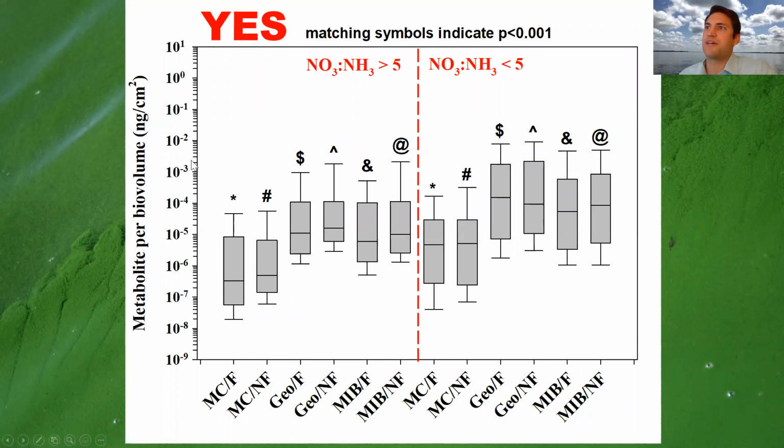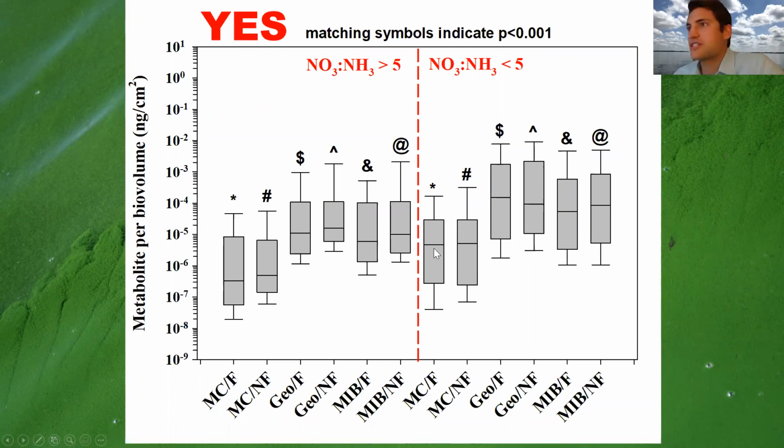Okay, so this is the metabolite per biovolume on the Y, and these are your groups, microcystin per fixer, per non-fixer, when it's greater than 5. The comparison and why these symbols match up are because that is the different nitrate to ammonia ratio conditions. Hopefully that's not too confusing, but what you need to know is this is on the log scale. So the difference here to here is almost an order of magnitude.